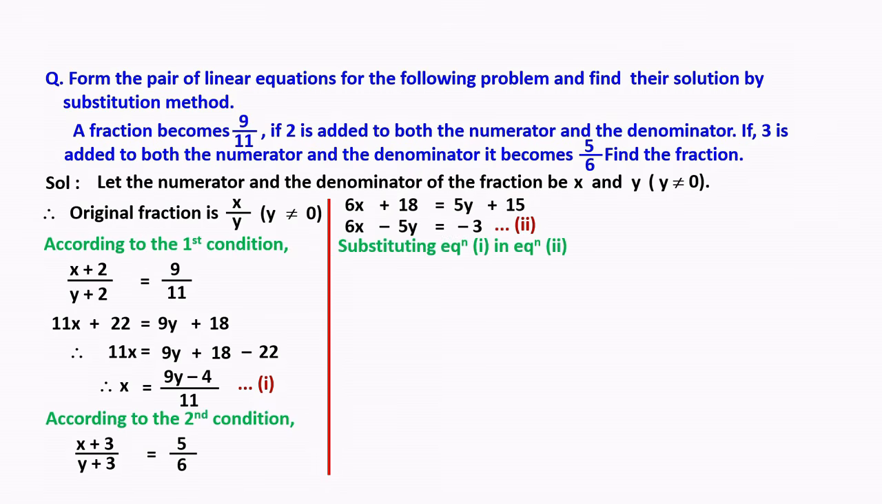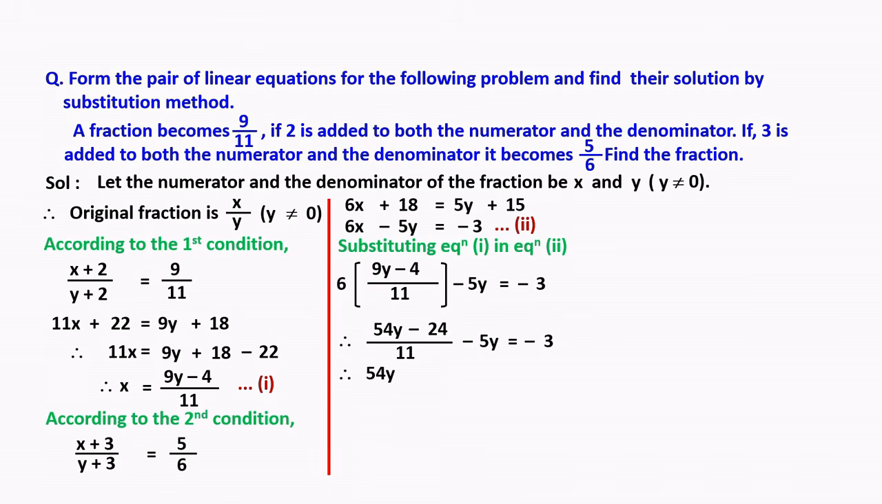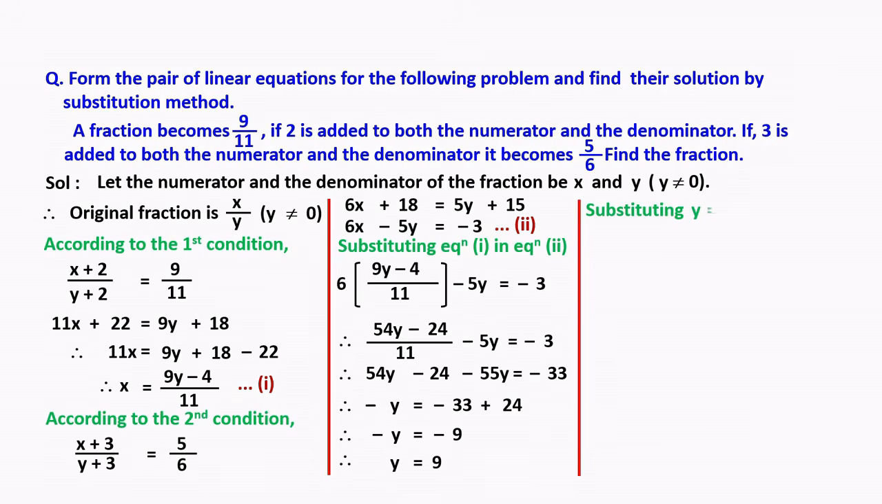Now, substitute the value of x from the first equation into the second equation. So, we get 6 into (9y minus 4) divided by 11 minus 5y equals minus 3. Multiply throughout by 11 to remove the denominator. So, we get 54y minus 24 minus 55y equals minus 33. This simplifies to minus y equals minus 9. So, y equals 9.